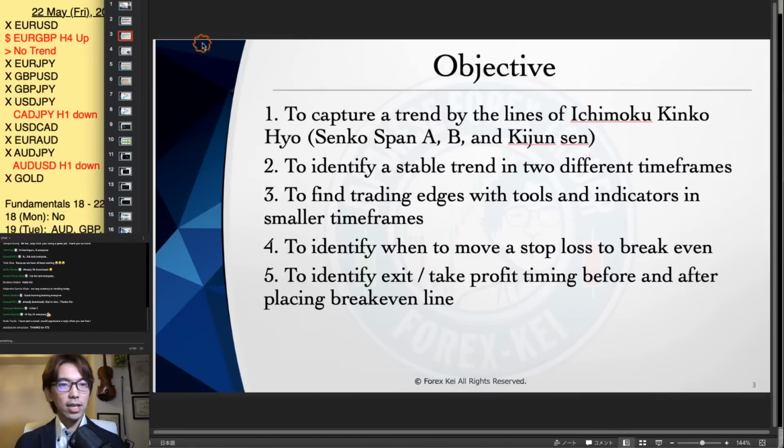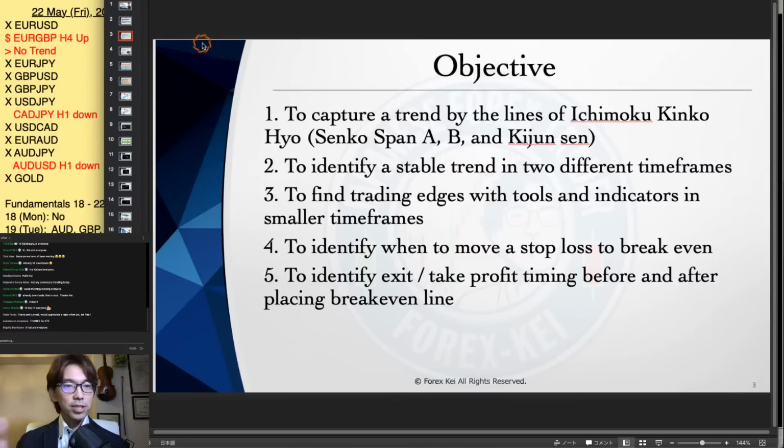And of course you can take Tenkan-sen and Chikou span too. But mainly what I usually do is I take the Senkou span A, B angle, and also the Kijun Sen, right? And also the Kumo itself, how it's forming, sloping upwards, downwards or horizontal. I look at the Kumo visually and see if the trend is stable or not, which I talked about in my previous lives.